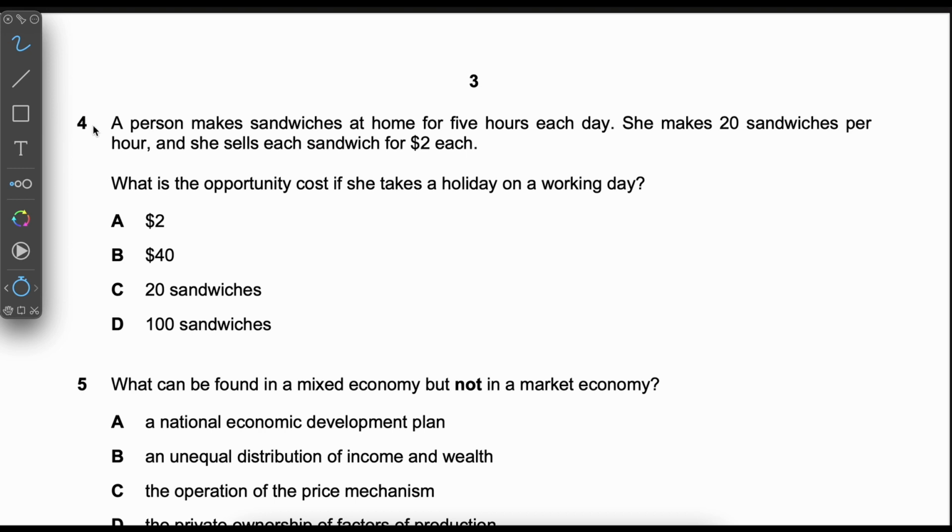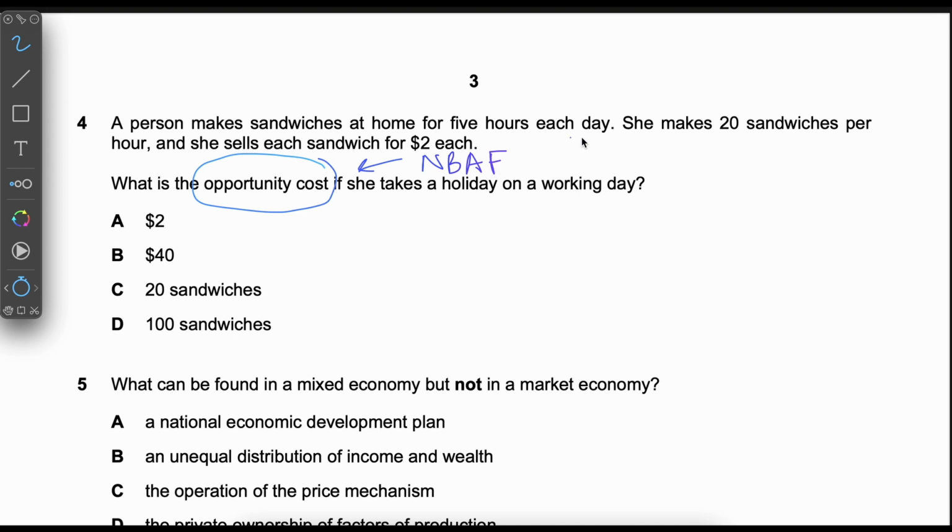Okie dokes, question number 4. A person makes sandwiches at home for 5 hours a day. She makes 20 sandwiches per hour and she sells each sandwich for $2 each. What is the opportunity cost if she takes a holiday on a working day? Okay, so opportunity cost, my mind should go straight to next best alternative, foregone. Okay, what is she giving up by taking a holiday on a working day?